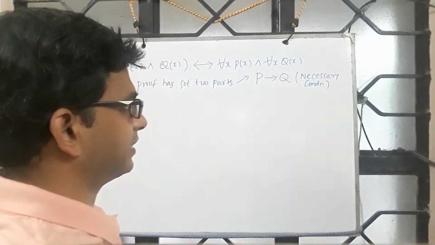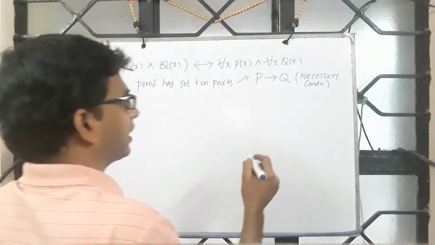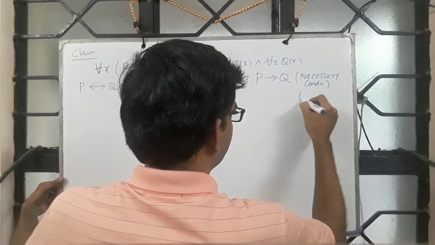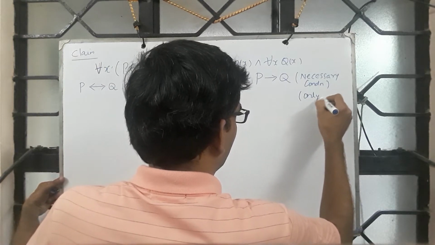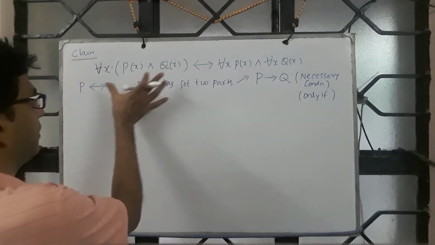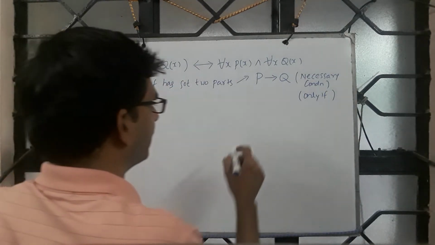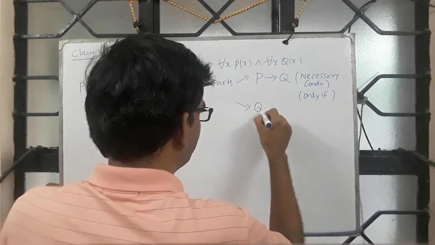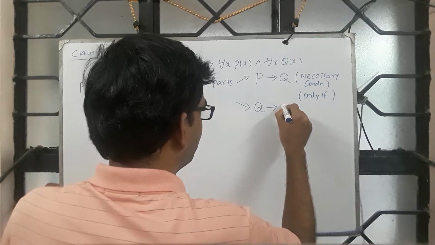Is q necessary for p? Or this also means only if part, because this is what? P if and only if q. Next, what we do is, assuming q, we will prove p.